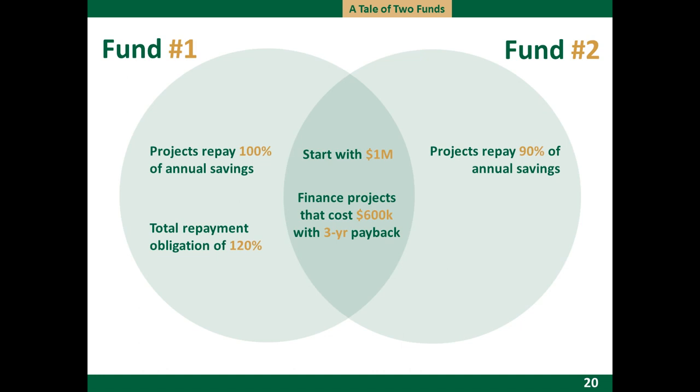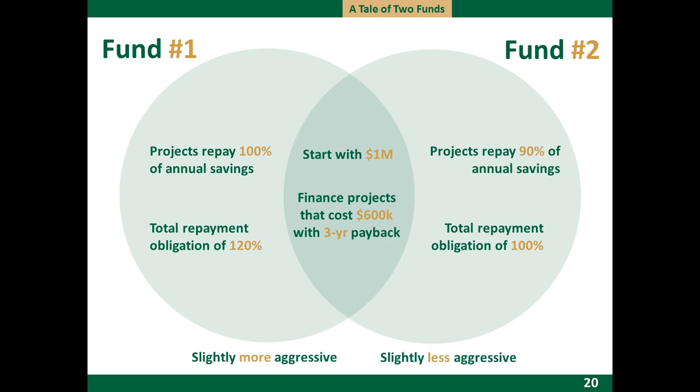Now, fund number two only requires 90% of projects' annual savings to be repaid. So let's imagine the fund is not using M&V, and as a result, it has built in a buffer of 10% to reduce the risk that actual performance will not match expected performance. And also, fund number two only requires projects to repay 100% of their initial cost, after which all savings will be absorbed back into the operating budget. So another way to put this is that fund number one is slightly more aggressive in its repayment requirements, and fund number two is slightly less aggressive.